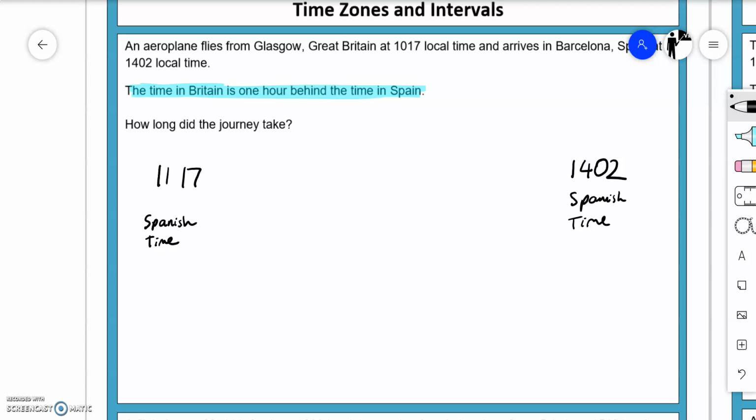Usually it's best to do a time interval by doing it in little chunks. So sometimes it's helpful to jump on to the next whole hour. So from 17 past until the next whole hour, I think that is 43 minutes? And then from 12 until 2 minutes past 2, well, that's 2 hours, 2 minutes.